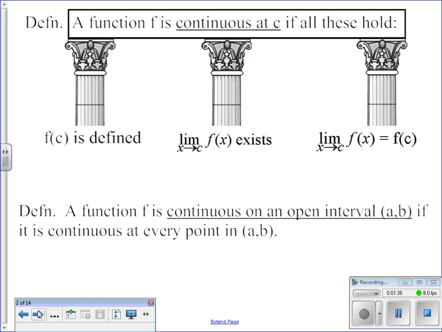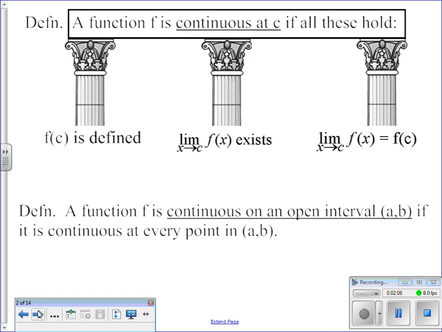Okay? So this is continuous at a particular point c. A function is continuous at a particular point c if it is defined at that point, if there's a limit at that point, and the limit and the function have the same value at that point. You have to have all three of those conditions met. If all three of those conditions are not met, it is not continuous at that point.